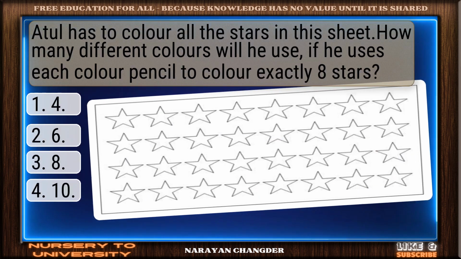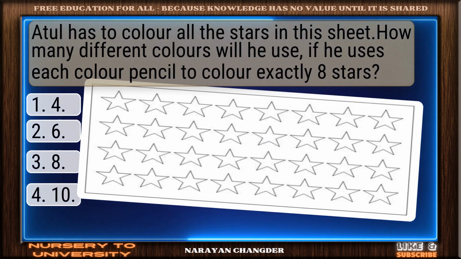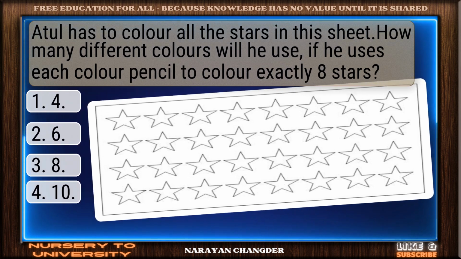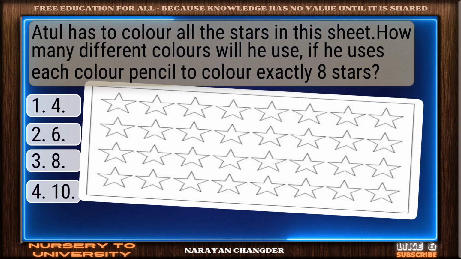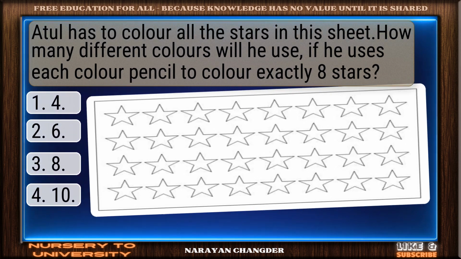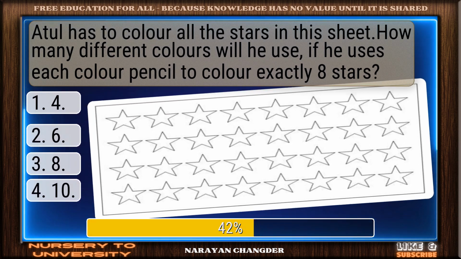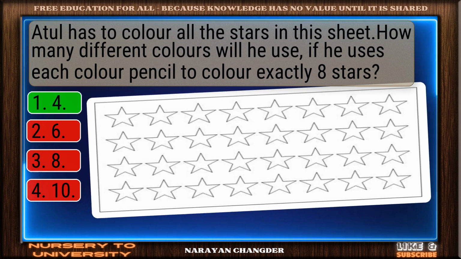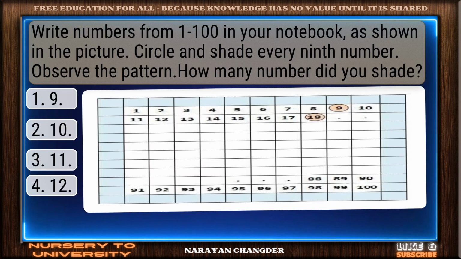Atul has to color all the stars in this sheet. How many different colors will he use if he uses each color pencil to color exactly 8 stars? Bravo, 4 is the answer.